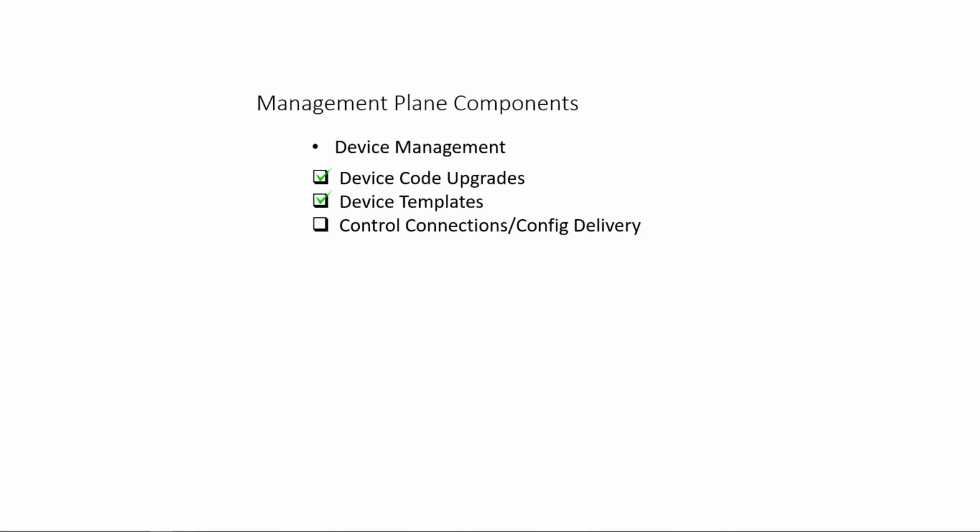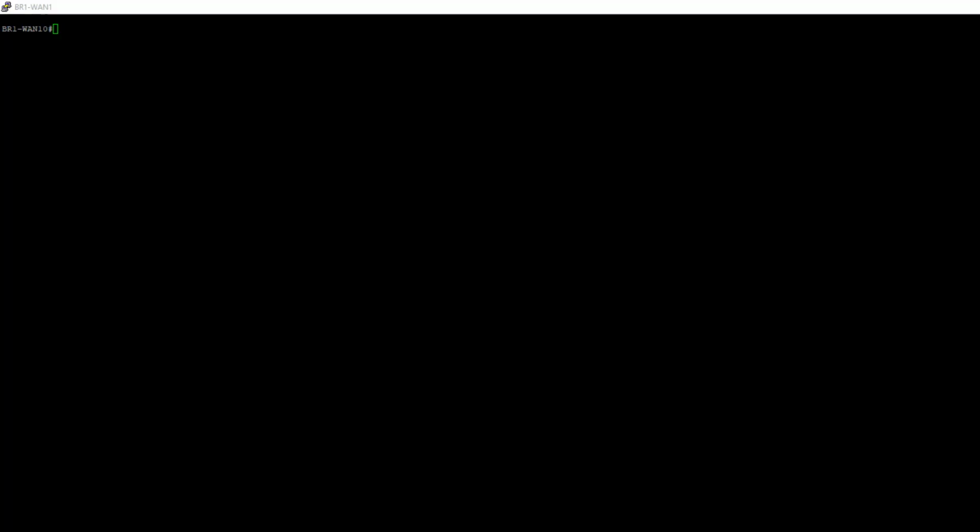Speaking of, now we need to talk about control connections and how configs are delivered from vManage. So let's do that now. Here we are logged into branch 1 WAN 10 for the moment, and we're just going to take a look at the control connections. Remember that control connections are DTLS encrypted connections between the WAN edges and the vManage, vSmarts, and when it's onboarding, the vBond. So it's not like an IPsec data plane tunnel. It's just a DTLS encrypted tunnel, where we're going to send all of the control connections over.